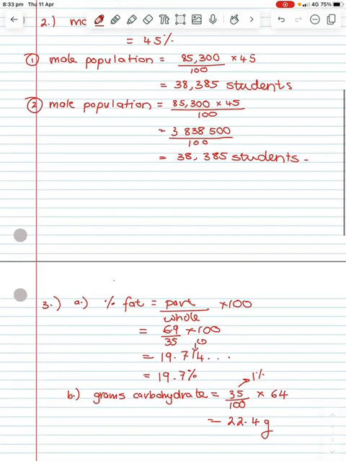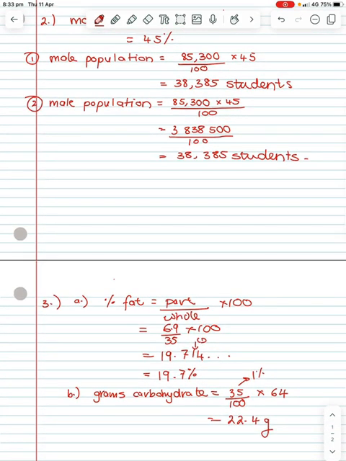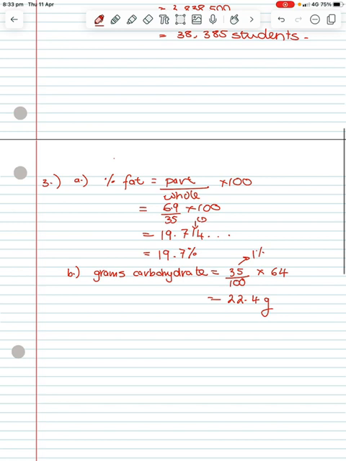Much like question 2, you can do it in either way 1 or way 2. So I did my division first, but you could do your 35 times 64, find that answer, and then divide by 100. Whatever works best for you.